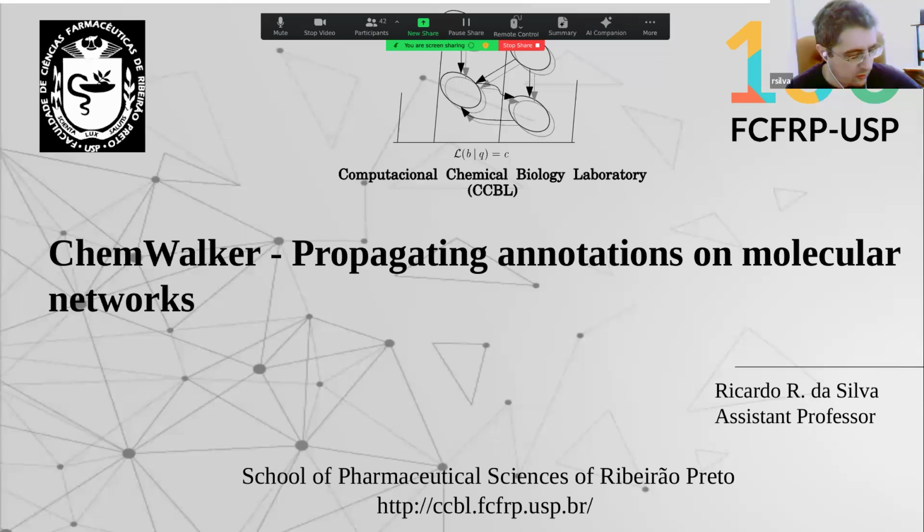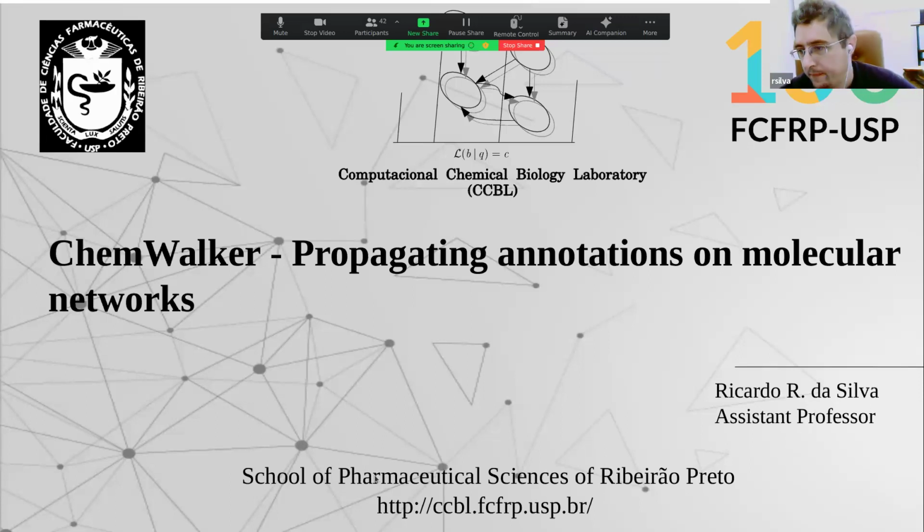Okay. So I'm going to give a brief introduction on the idea of propagating annotations on networks. I believe many of you are familiar with this idea. Many of you have used NAP or are still using it. And I will use NAP as an example of propagation. And I will try to show the documentation and do a worked example with ChemWalker. If you want, you can stop me anytime.